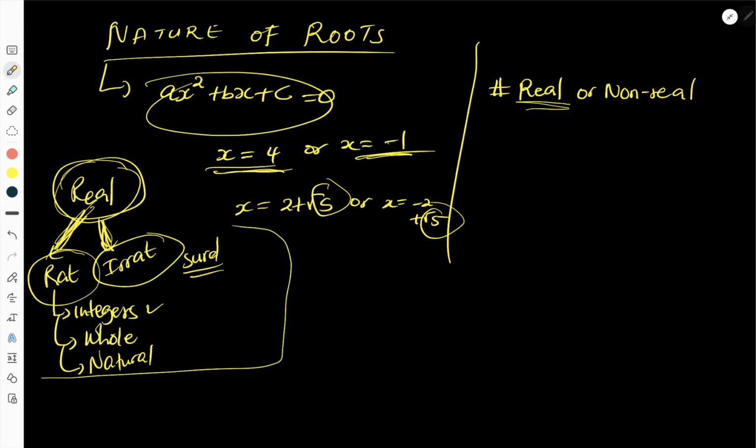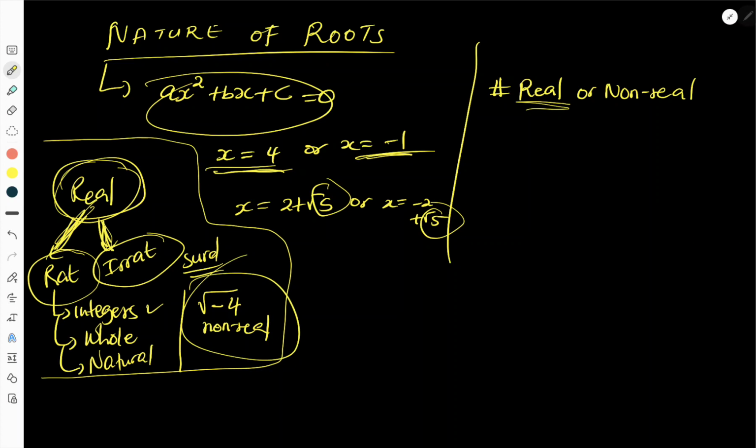But immediately you get the square root of a negative number, it means it's non-real. That's the only special case. Very, very important. So that's what we are checking. We are also checking whether the roots are rational or irrational, as I just mentioned. That's the important aspect. And then we also check whether they are equal.